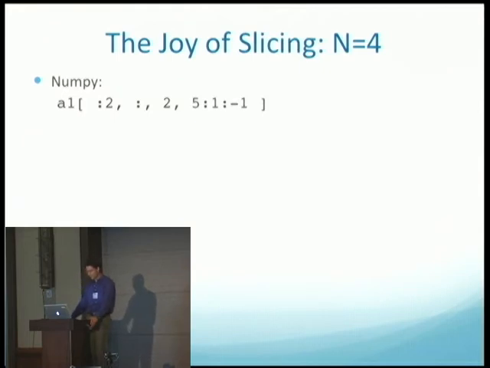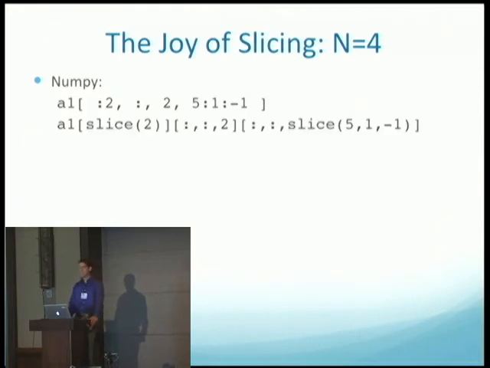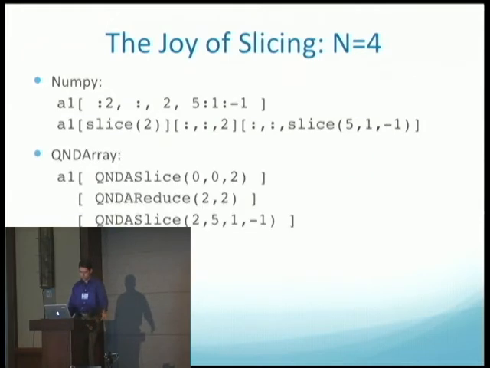QNDArray, cut me some slack here. This is an equivalent way to do this in Python, right? 3 separate bracket operators, and yeah, I know it's looking a lot more verbose. But this is how you would do it in QNDArray, right? So, right, gross. Look how long that is. It doesn't feel like NumPy, does it? Have to type all this out.